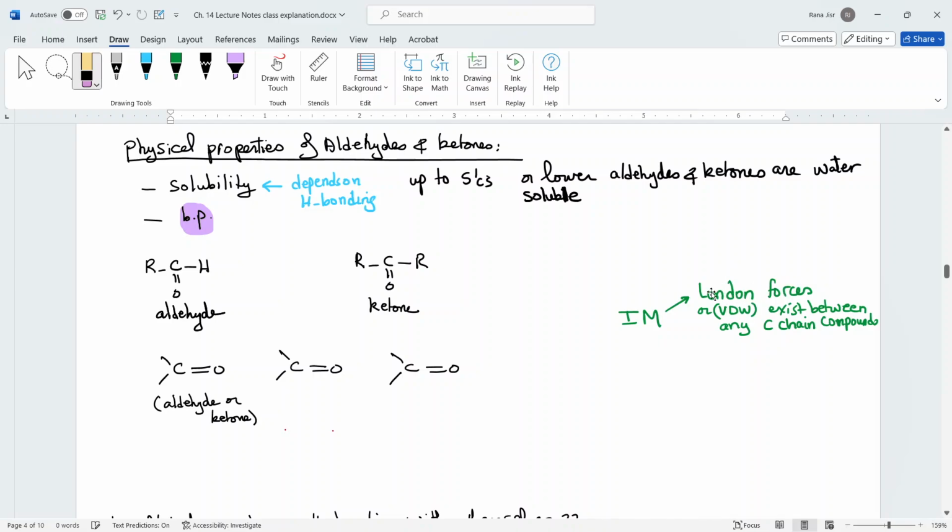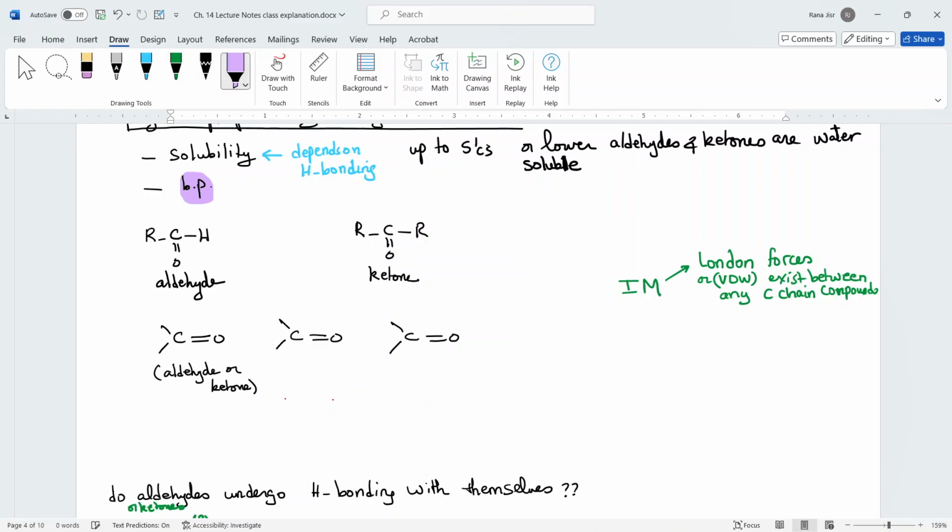Let's say I'm talking about propanol, butanol, pentanol, pentanone, hexanone, all of those do have London forces when they are brought next to each other. This is the weakest type of intermolecular force, and it exists between non-polar carbon chains.